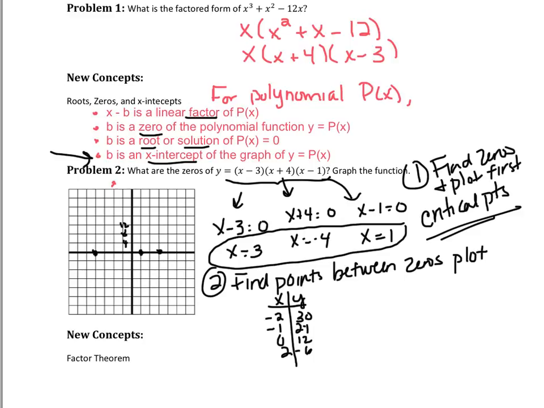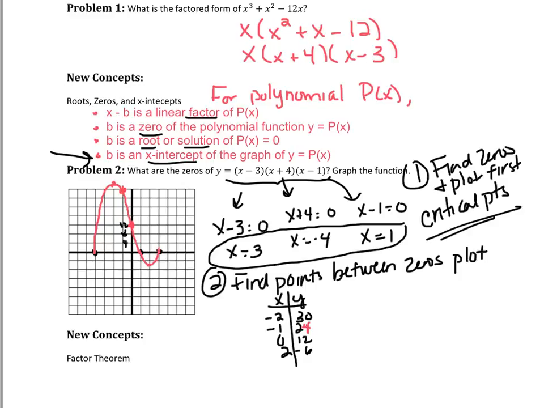At negative 1, I had 24. That's a 4 there, sorry. So 16, 18. So I'm going to plot that. At 0, I'm at 12. And at 2, I'm at -6, so it'll be somewhere about right in here. And so at this point, I can start to see what's happening between my zeros for the curve.